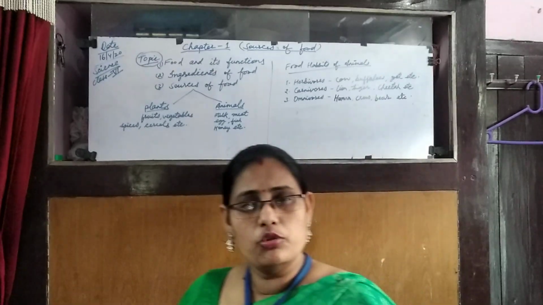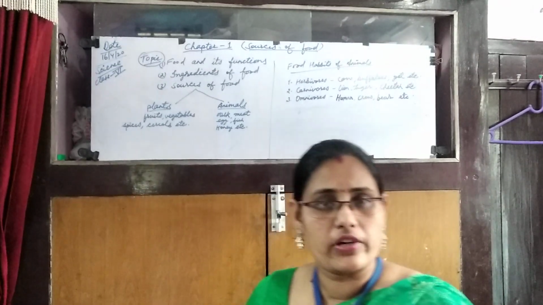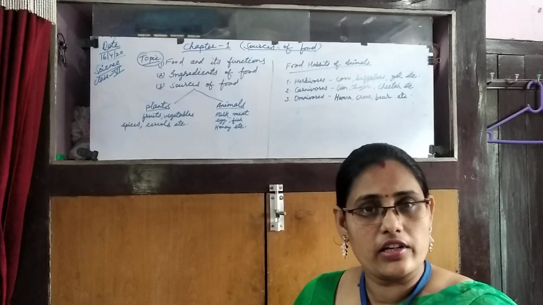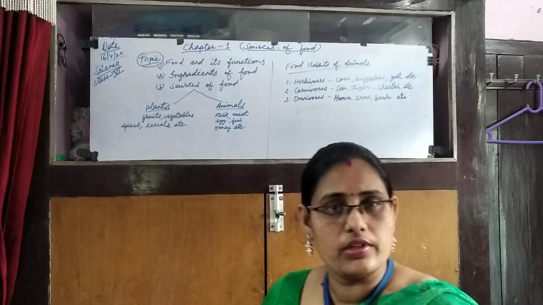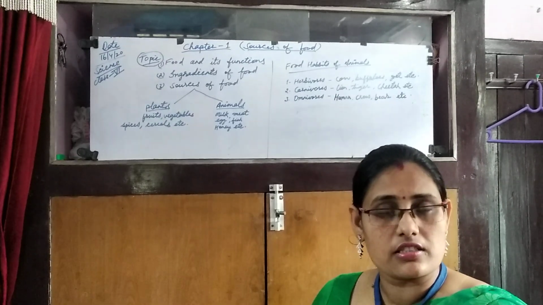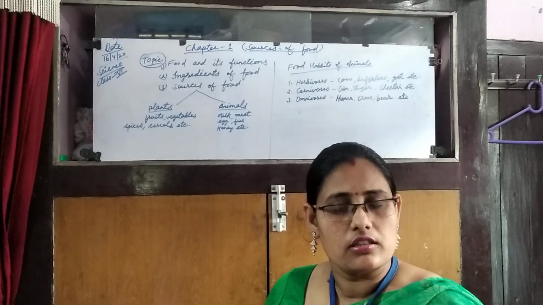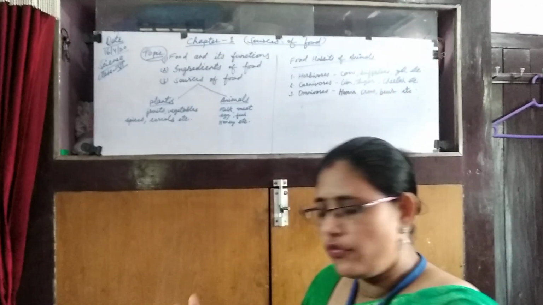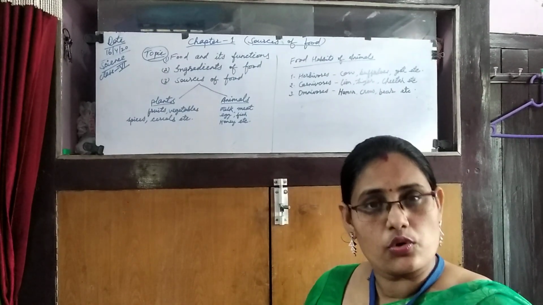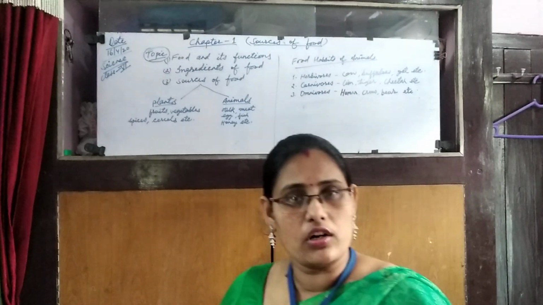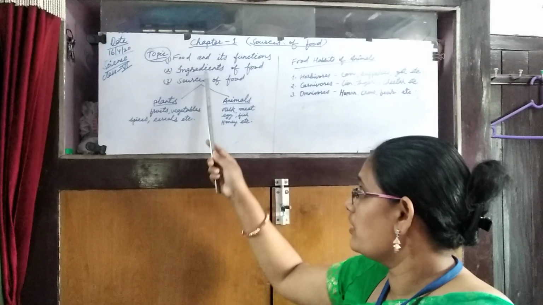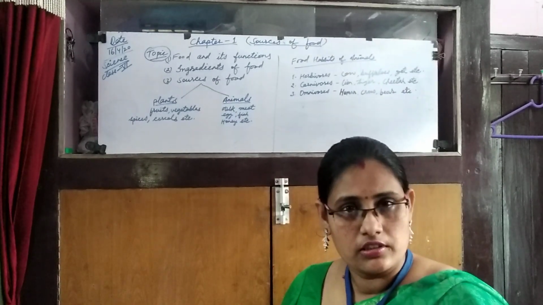Now, we'll move on to the next topic, that is ingredients. Now, what are the ingredients of food? Ingredients are those components or substances which together make the particular dish. Suppose, for example, we are making rice. So for rice, we need water and rice. So water and rice are two important ingredients of the food.